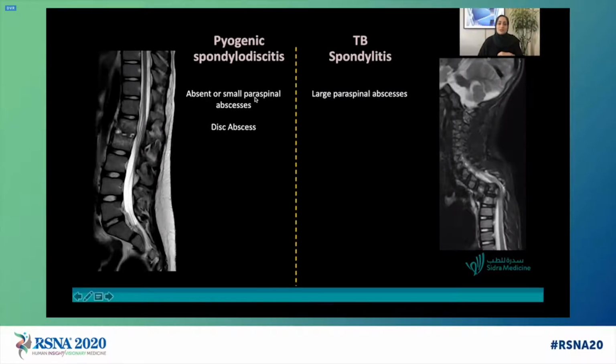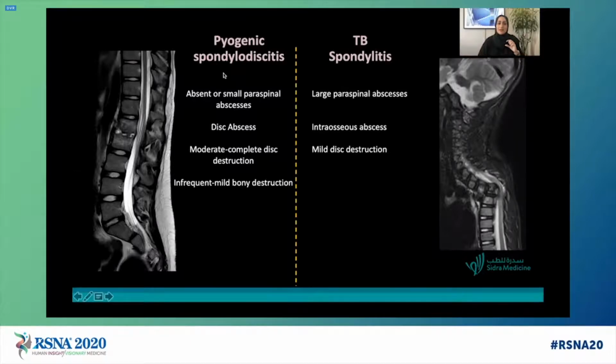In pyogenic spondylodiscitis, if there's an abscess, it would be within the disc. In TB, it will be within the vertebral body. In pyogenic spondylodiscitis, there's almost always moderate to complete disc destruction, whereas we don't see that until a very late stage in TB spondylitis. In pyogenic spondylodiscitis, the bony destruction is minimal and infrequent. However, it is very frequent in TB.